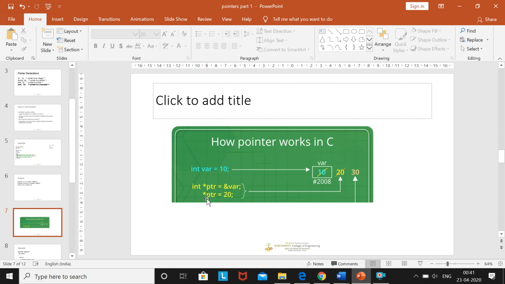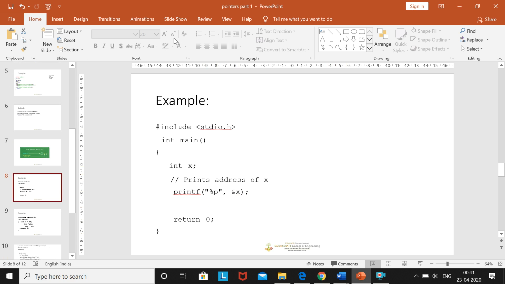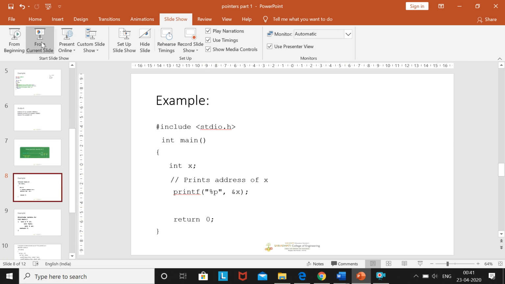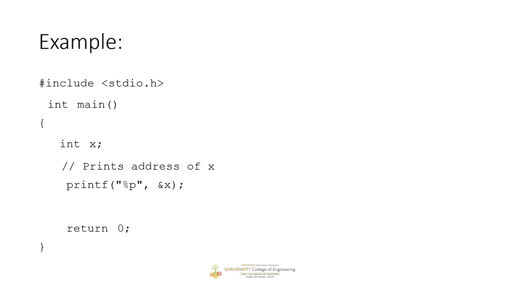Now, star ptr. What is ptr? ptr is ampersand var. And if I find out the value at ampersand var, it is 20. So, the star ptr will be 20. Now, let me try to explain this using some more examples.